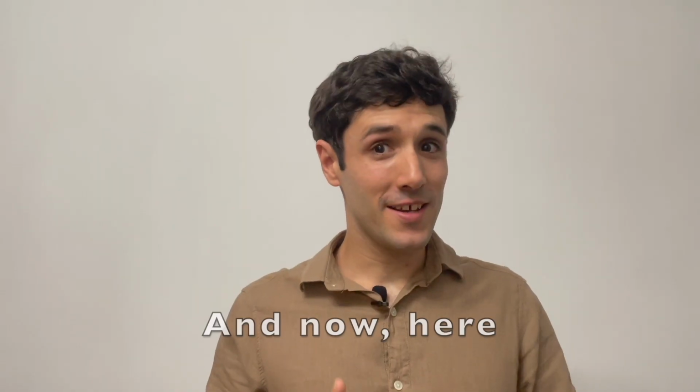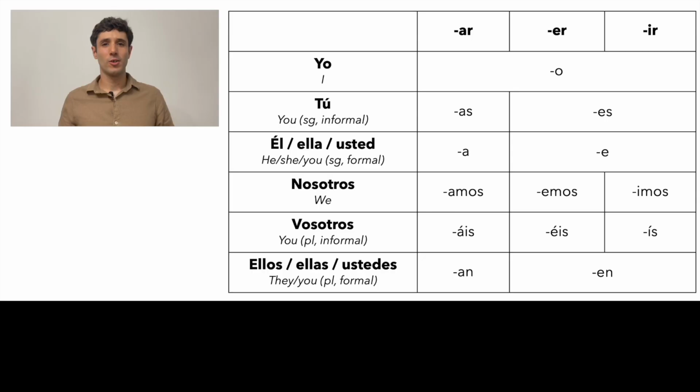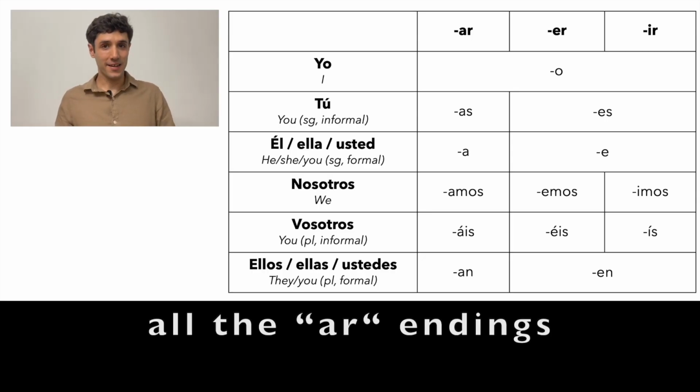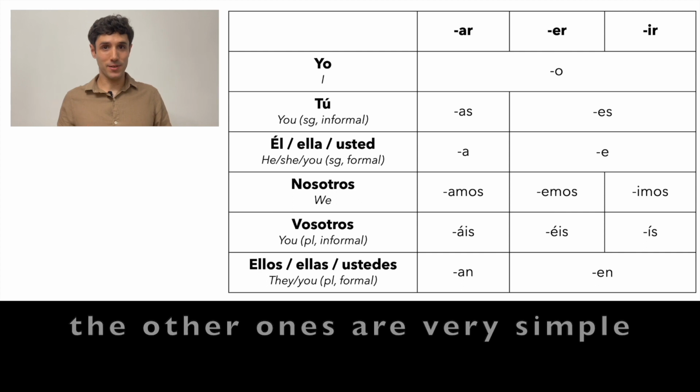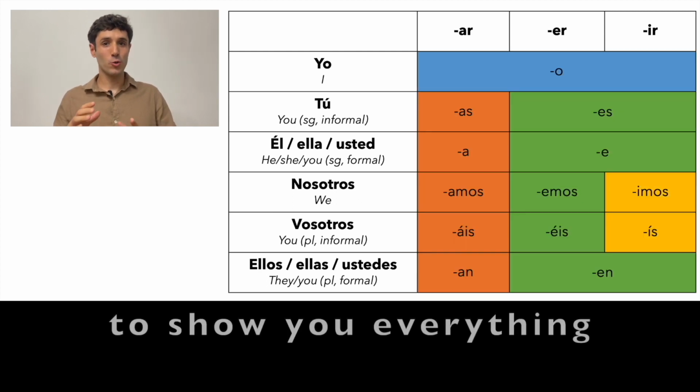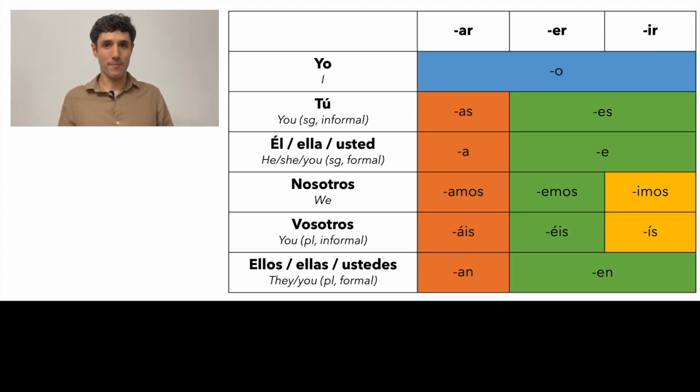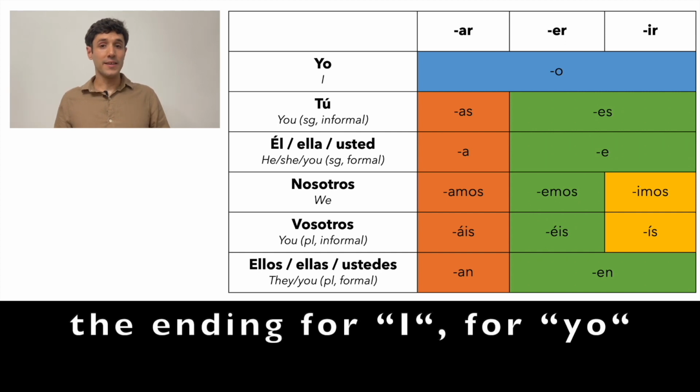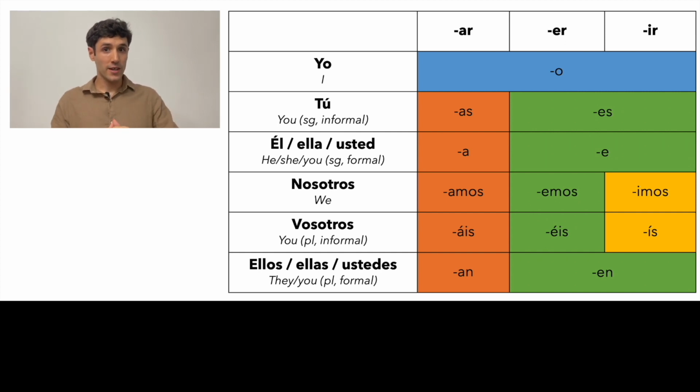And now, here is where the trick takes place. When we learn all the -ar endings, the other ones are very simple. And I'm going to use colors to show you everything in a very clear way. As you can see, the ending for I, for yo, is always the same, always o.